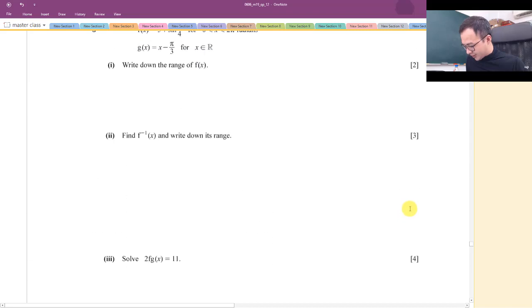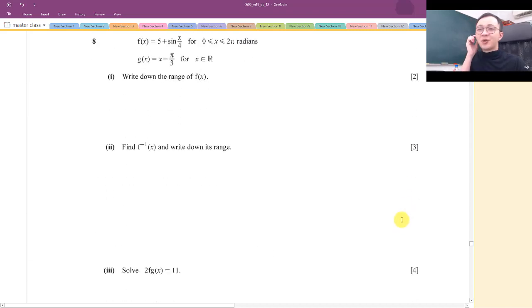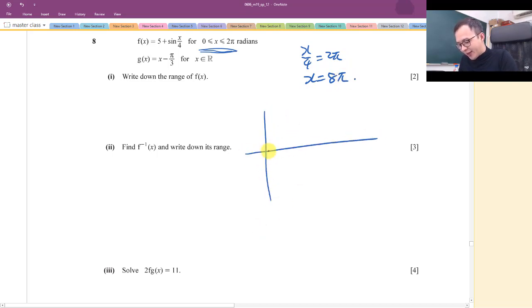Yeah, trigo, we did the trigo. Okay, this is a bit about range because the student asked about range just now. So let's have a look at this one. For trigo, normally you can substitute the domain into it to find the range, but not necessarily all the time you can do that. But in this case, you can, because this is sine x over 4. So x over 4 equals 2 pi, x equals 8 pi. It means one cycle will be 8 pi for this sine graph.